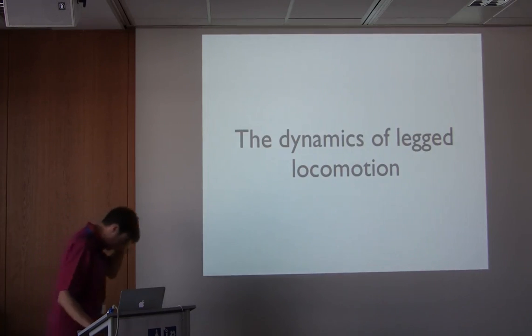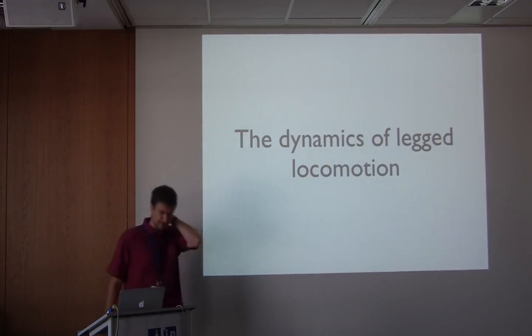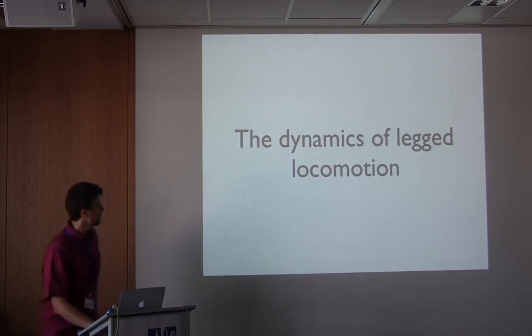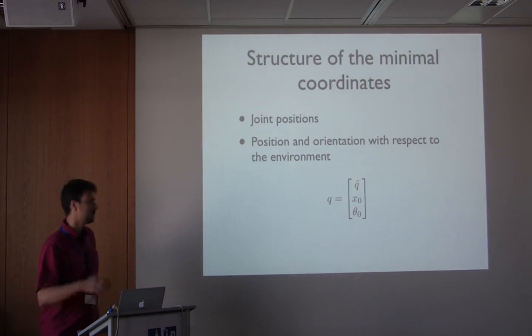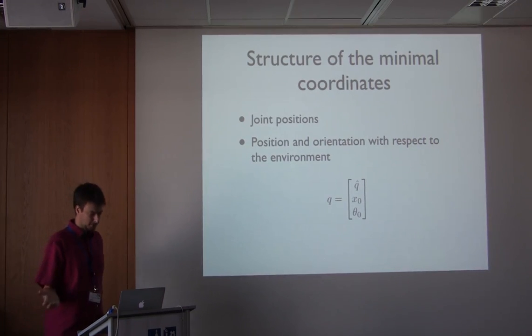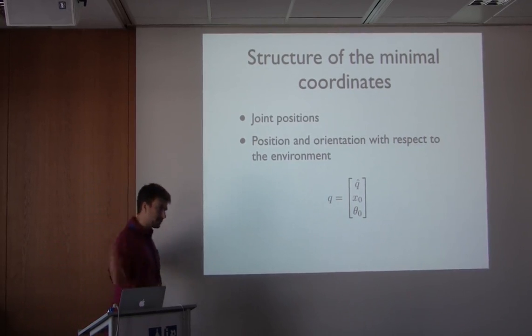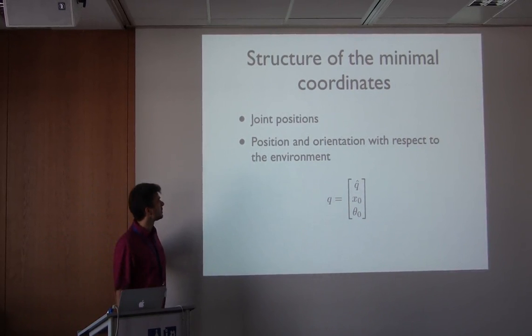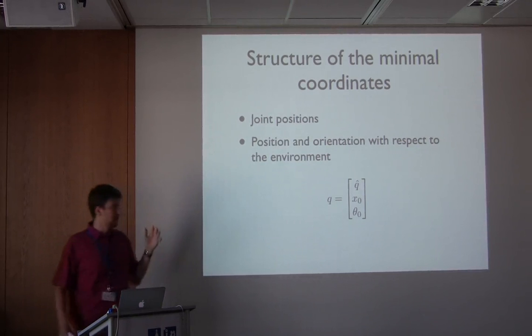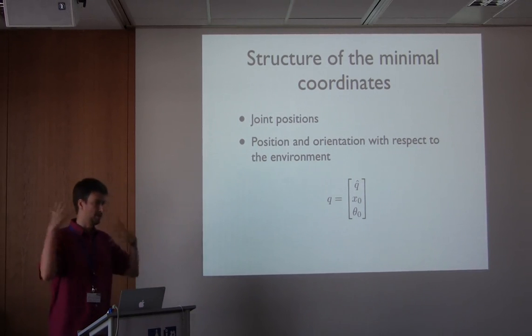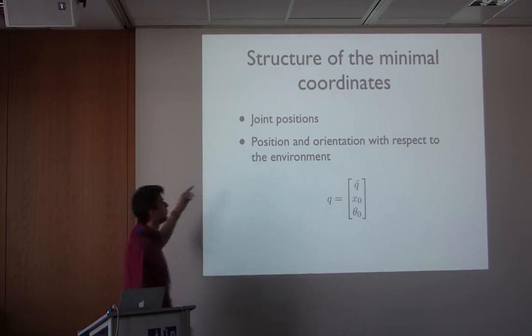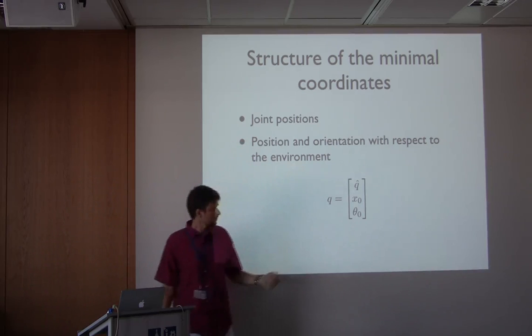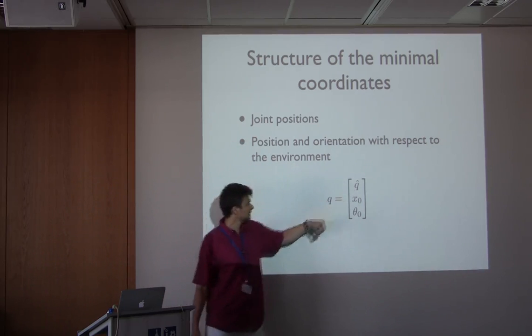Okay, so now equations. The dynamics of leg locomotion. Everything starts with how you describe the posture of a robot. And this will impact all the rest of the equations. When you want to describe with the minimum set of coordinates what's the posture of your robot, you need, of course, you're used to using joint positions, which here we call q hat.